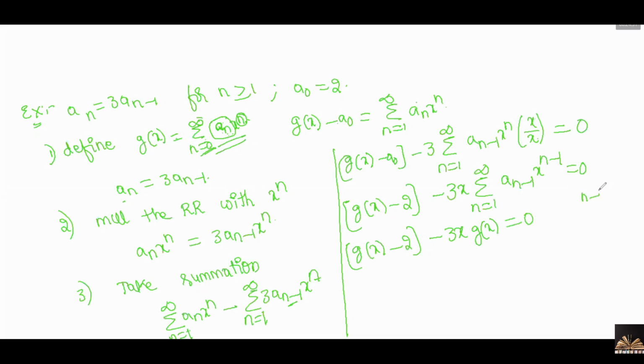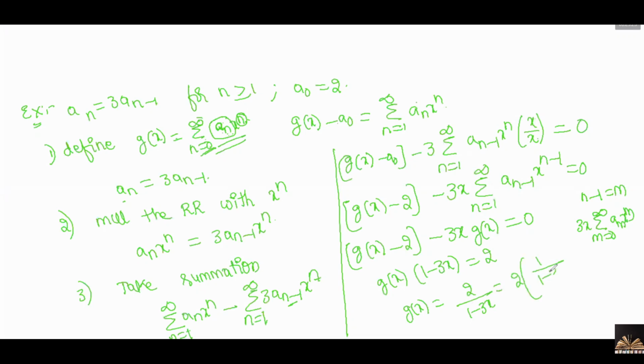Or you can consider n minus 1 equal to m and write one more step as m is equal to 0 to infinity am into x power n. After that also you can write it as 3x into g of x. Clear, ma? Now you take g of x as common. Then what will you get? 1 minus 3x is equal to 2. And you can write it as g of x is equal to 2 by 1 minus 3x. It can be written as 2 into 1 by 1 minus 3x.